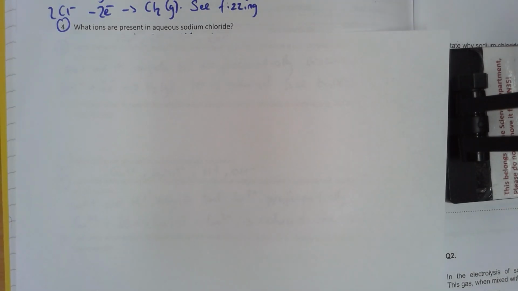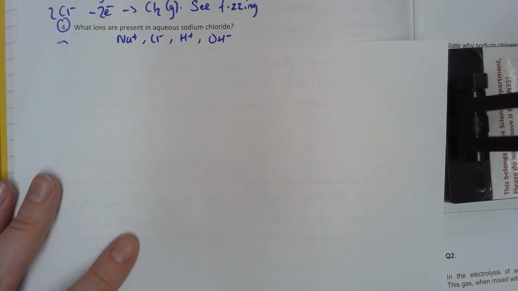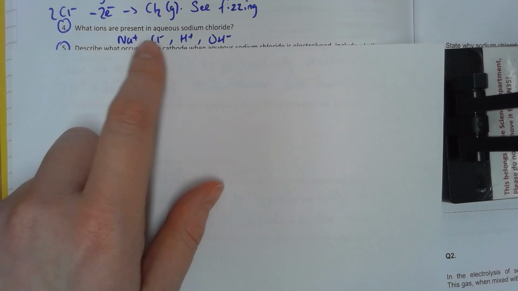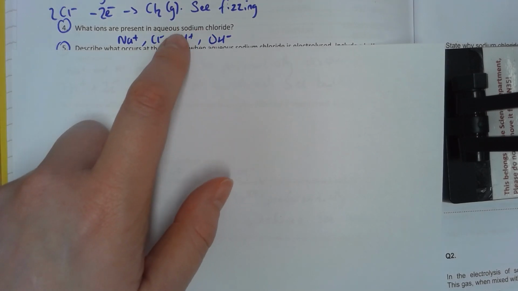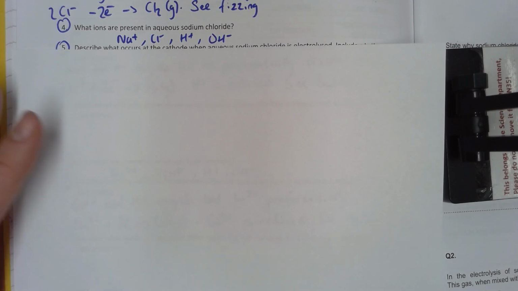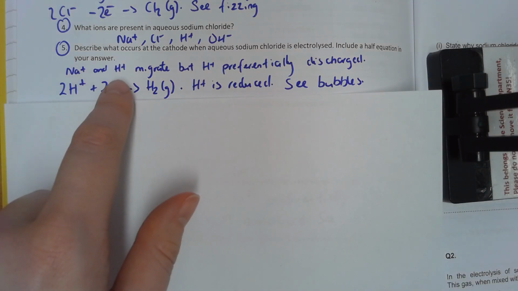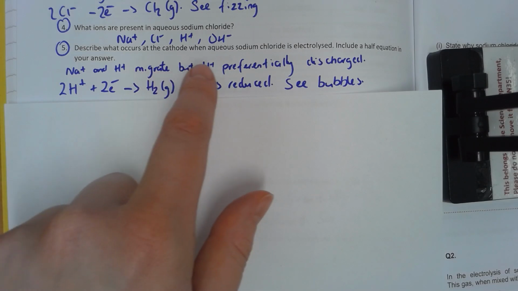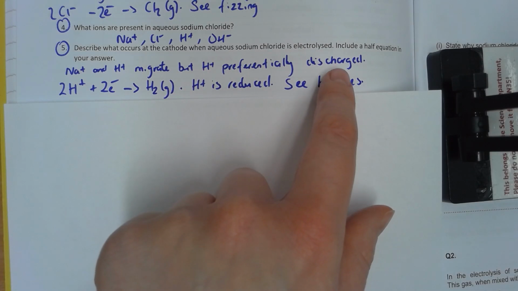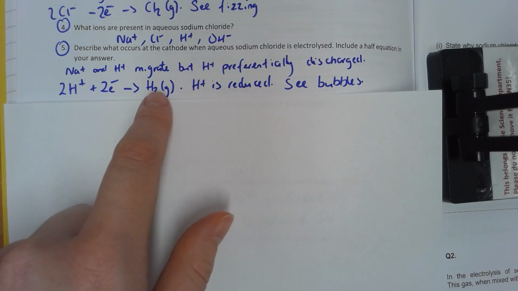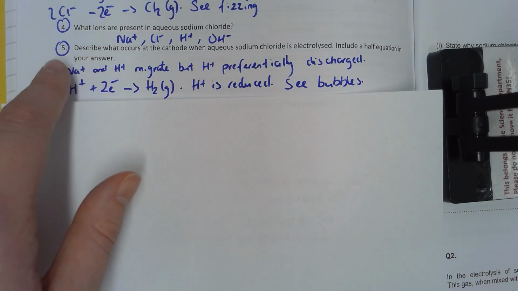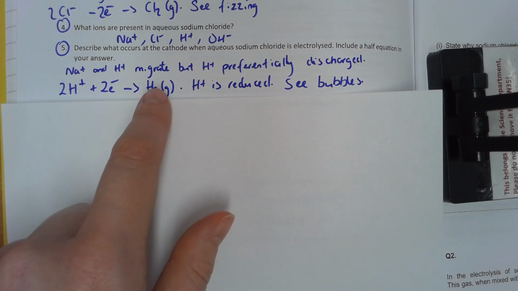Okay, hopefully you got the first one right, although I realise copper sulfate may have been a little bit difficult. Ions present in aqueous sodium chloride, we've just seen this: you've got sodium and chlorine from sodium chloride, but the aqueous is going to give you H+ and OH- as well. What's happening at the cathode? I've kind of just written everything you might need to say. This is probably too much, but the Na+ and the H+ will both migrate there, but the H+ is going to be preferentially discharged because that means we're making hydrogen, and hydrogen is less reactive than sodium, so less reactive means it's more stable.